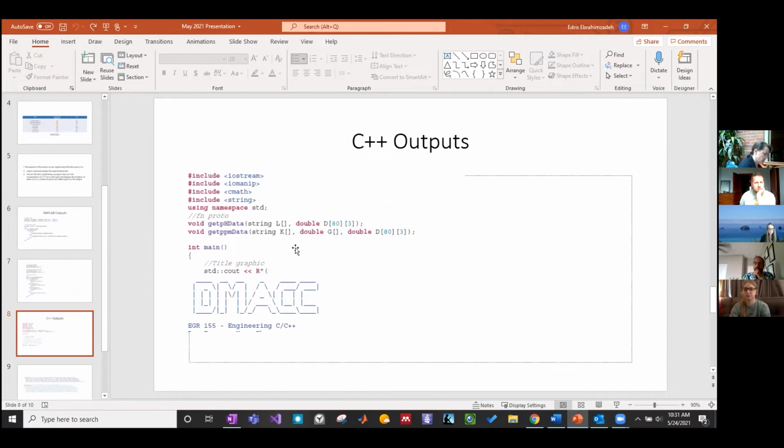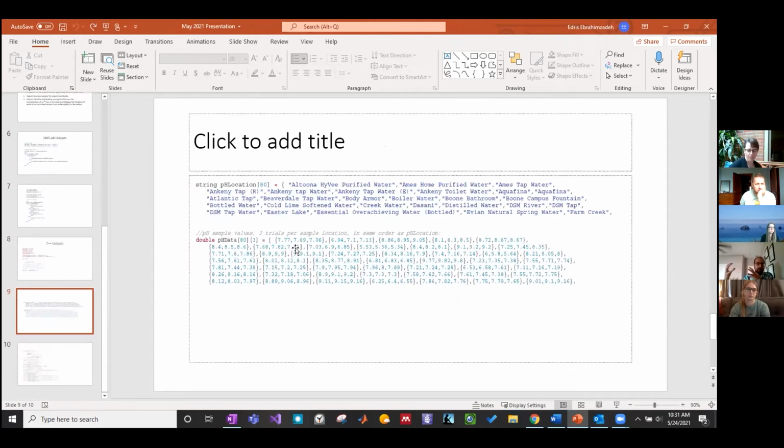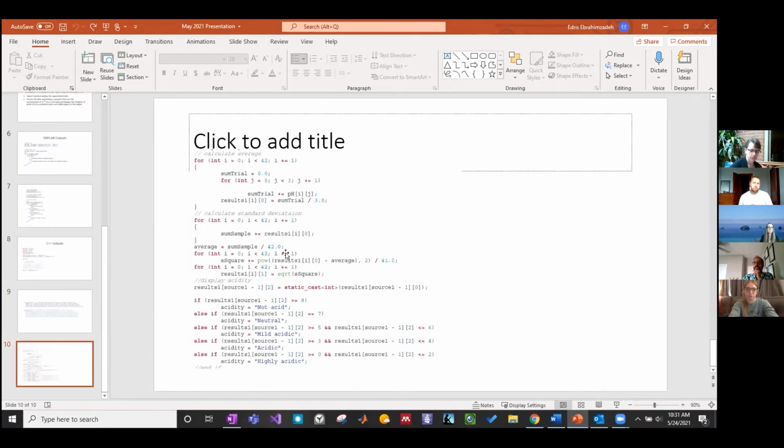For C++, it's not going to be as easy as MATLAB. Although there is a way to connect a spreadsheet to C++, because this is an introductory C++ course, they have to just type it in one by one. But eventually they will be able to report the acidity of water based on pH and the ppm, and analyze the ppm values of different water samples.